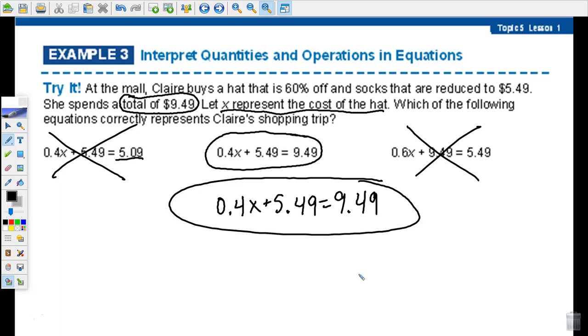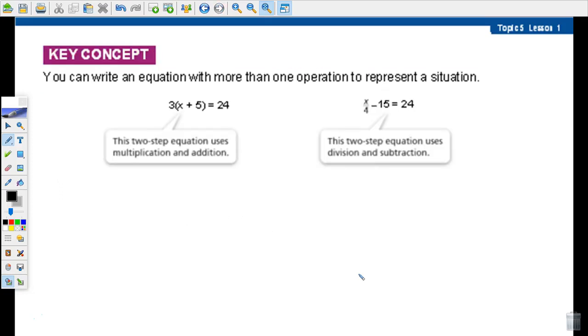First things first, check all the answers first and rule out the dumb ones. Okay? And you can write an equation with more than one operation to represent a situation. Okay? And that is the lesson for you. Okay? I hope everybody understood.